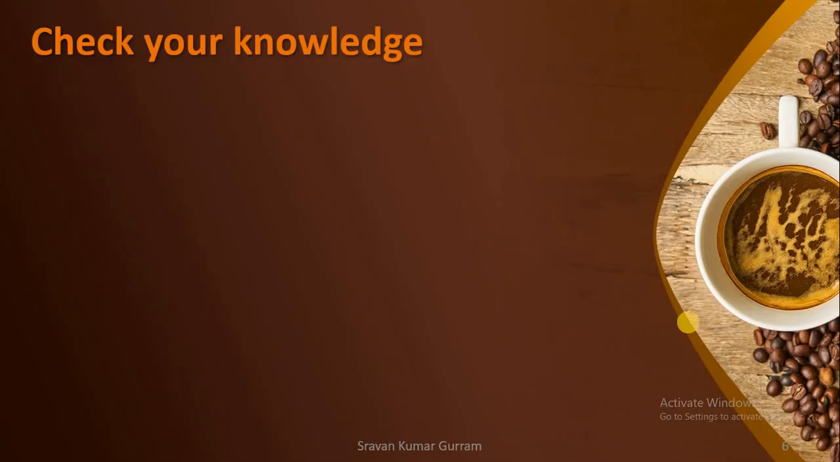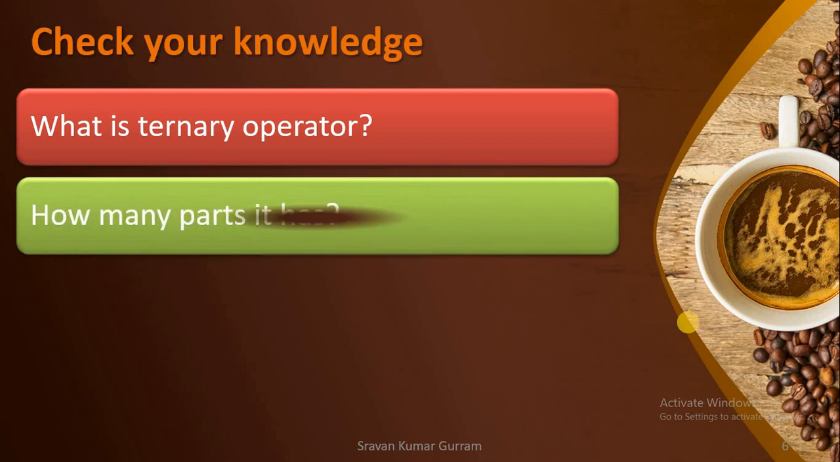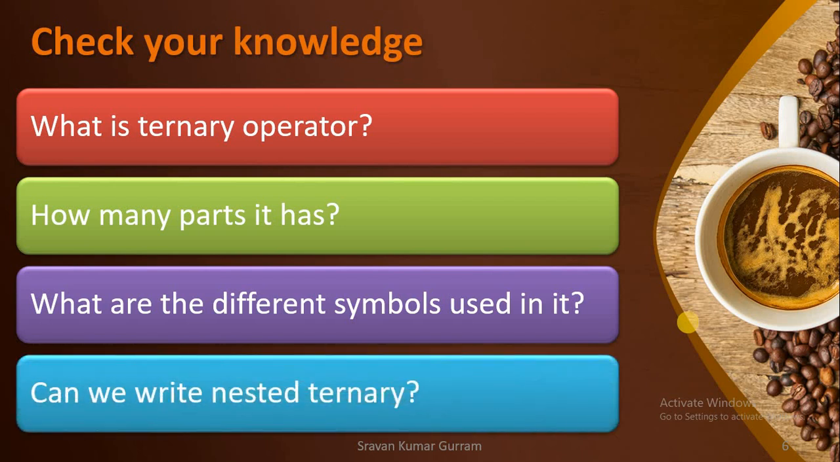Clear, I hope. Check your knowledge of what you have learned from this video. What is a ternary operator? How many parts does it have? What are the different symbols used in it? Can we write a nested ternary?